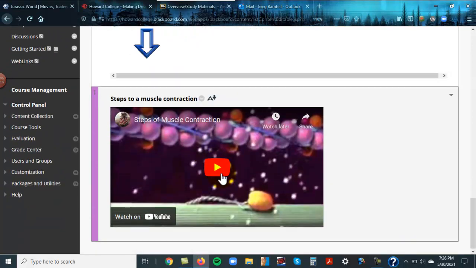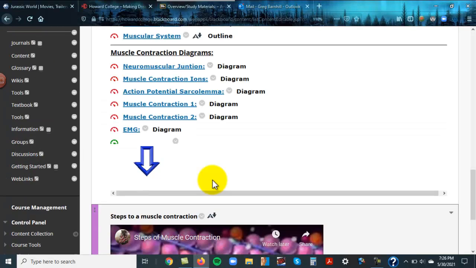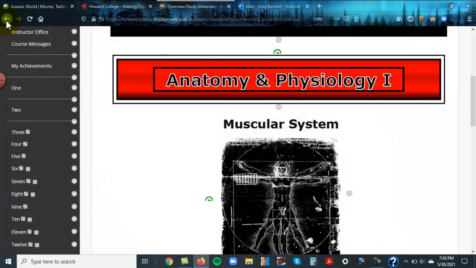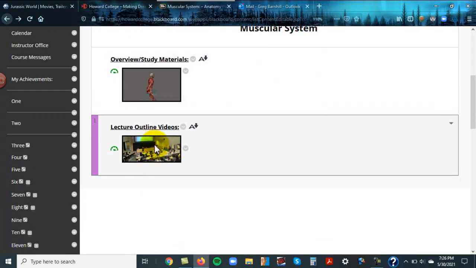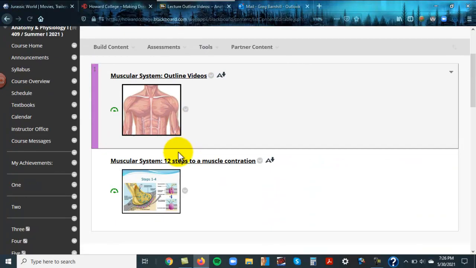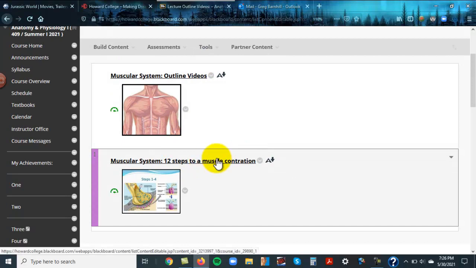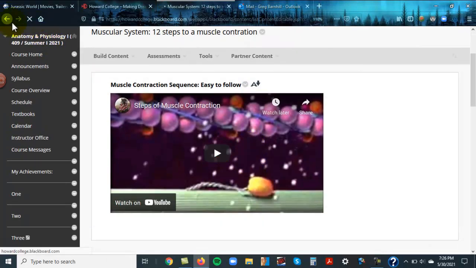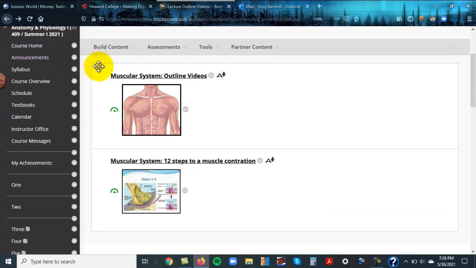That's a good video. Good summation of the whole sliding filament theory. So there's some diagrams. Here's a PowerPoint. Here's an outline. And as before, there's that same video. Sorry, it's on there twice. I'll probably take the other one off.